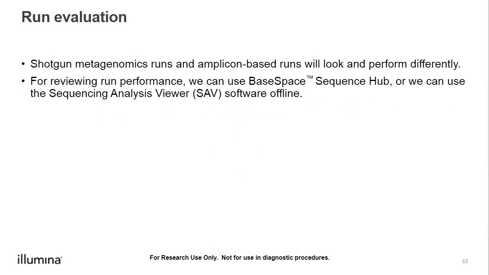After our sequencing run is complete, we want to review the run performance and ensure that it performed well. Shotgun metagenomics runs and amplicon-based runs will look and perform differently. For reviewing run performance, we can use Base Sequence Hub online, or we can use the Sequencing Analysis Viewer software, also called SAV, offline. I'll include additional resources a little bit later about Sequencing Analysis Viewer, though in the following slides, we will review the run performance in Base. Overall, they're both pretty similar, but just so you know.